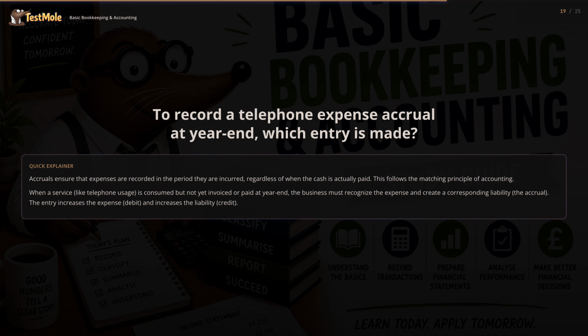When a service, like telephone usage, is consumed but not yet invoiced or paid at year-end, the business must recognize the expense and create a corresponding liability, the accrual. The entry increases the expense, debit, and increases the liability, credit.